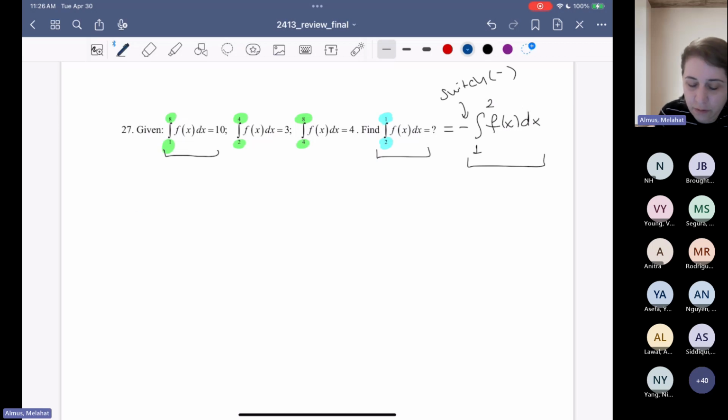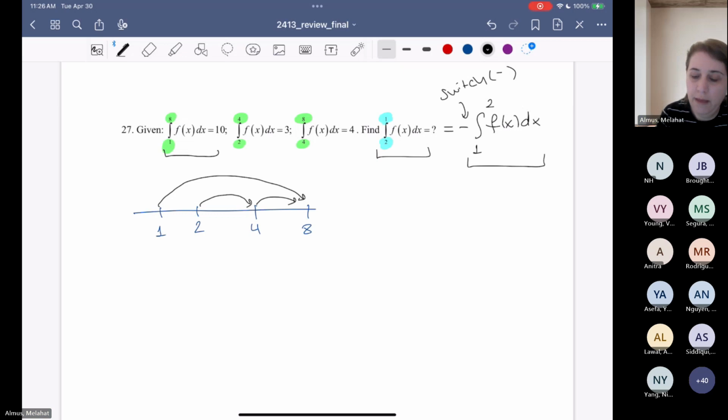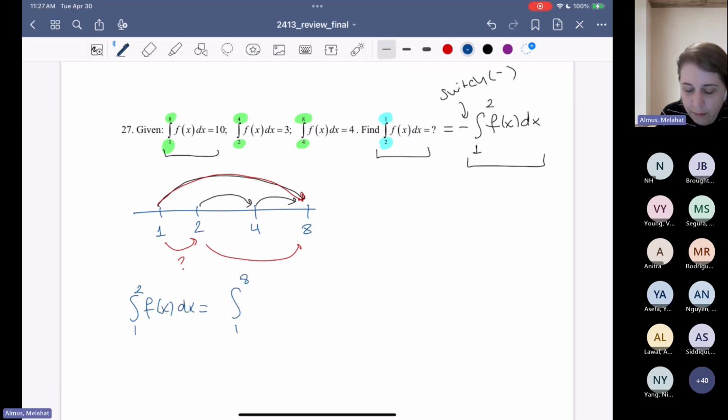Then, what's given? I like doing this on the number line. 1, 2, 4, 8, 10, right? What's given? 1 to 8 is given. 2 to 4, 10 is not even there, sorry. I need 10. 2 to 4 is given. 4 to 8 is given. And what we want is 1 to 2. I'm sure you can see the arrows now. The arrows are telling you what to do. To figure out what to do, you can say the whole thing minus 2 to 8, right? So you can say 1 to 2 is 1 to 8, the whole thing, minus 2 to 4 plus 4 to 8.